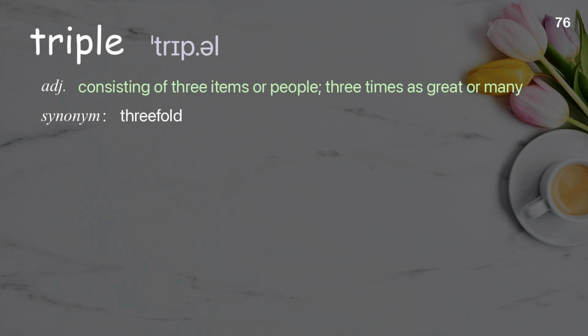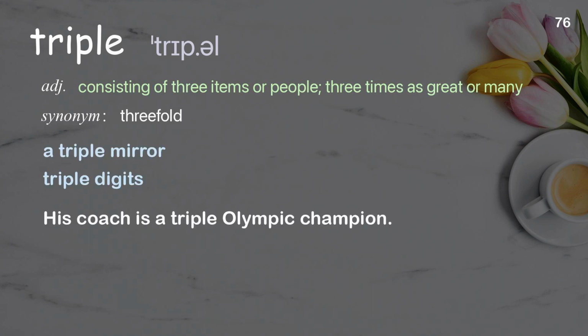Triple. Consisting of three items or people, three times as great or many. Examples: a triple mirror, triple digits. His coach is a triple Olympic champion.